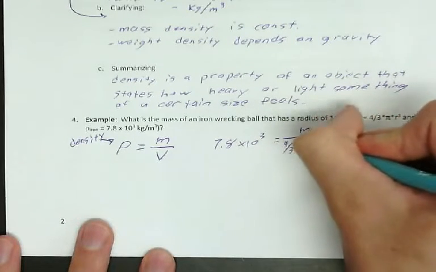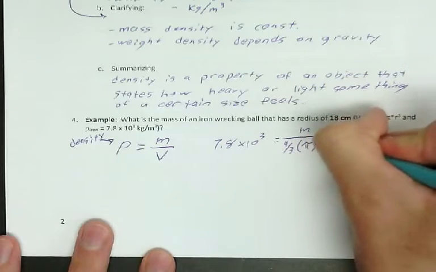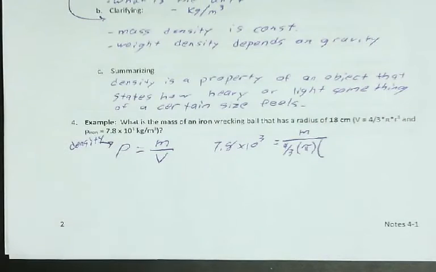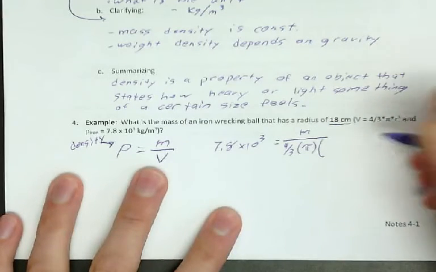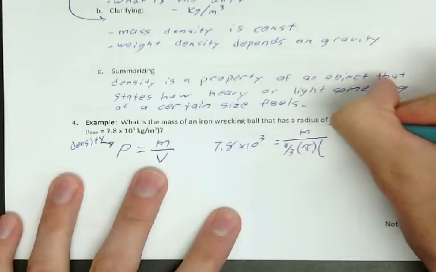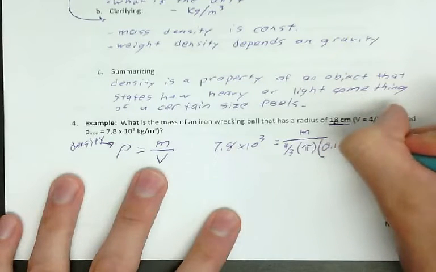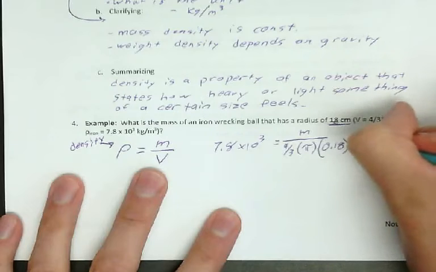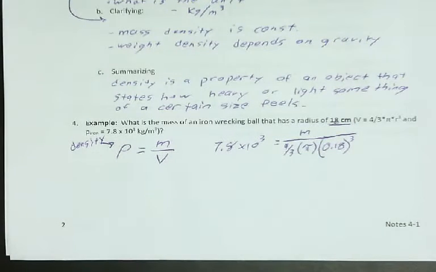4/3 pi r cubed. Now, the radius needs to be in meters. It is not, so we need to convert it into meters. So to convert centimeters to meters, you divide by 100, which is moving the decimal back twice. So 0.18 cubed. So grab your calculators or borrow one from me.